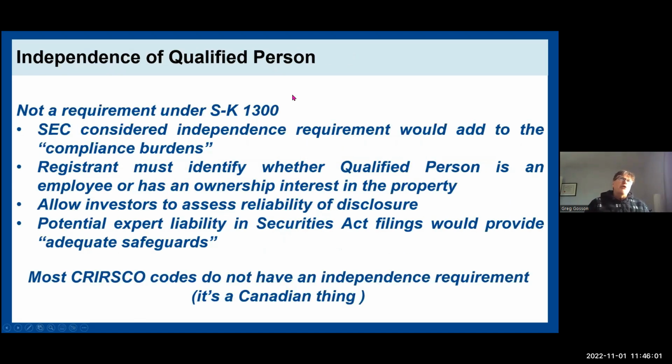There is no independence requirement for qualified persons the way there is under 43-101 in Canada. The SEC considered independence would add to the compliance burdens, but you must identify whether the qualified person is an employee or has an ownership interest in the property, and that will allow investors to assess reliability of disclosure. But if you are not independent, that doesn't mean you can't be a qualified person. So there is no independence requirement to either author technical report summaries or prepare resource or reserve estimates or be the named qualified person in your client's disclosure or your employer's disclosure. There is no independence requirement. It's a Canadian thing.